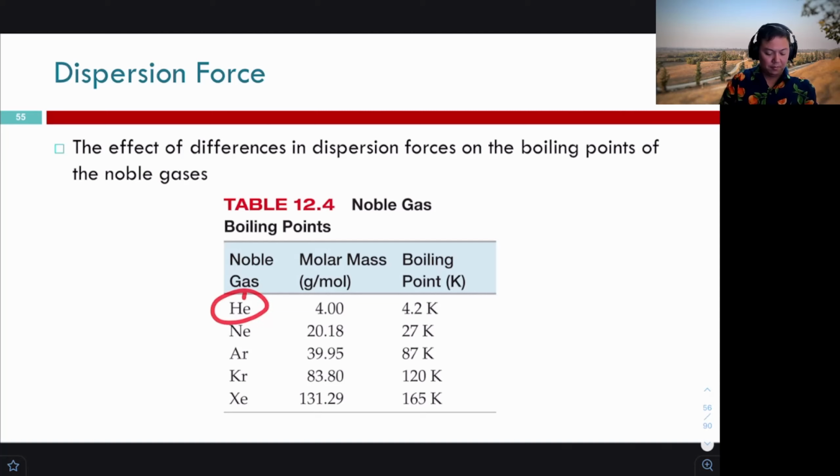For helium, the boiling point is 4.2 Kelvin, just above absolute zero. But if we go all the way down to xenon, which is in the n = 5 principal quantum shell, so it's got a lot of electrons around it and much larger orbitals, that's going to have a boiling point of 165 Kelvin, which is 40 times larger than helium's. So when you're comparing similar atoms or similar molecules, molecular weight can tell you which one is going to have a higher or lower boiling point.